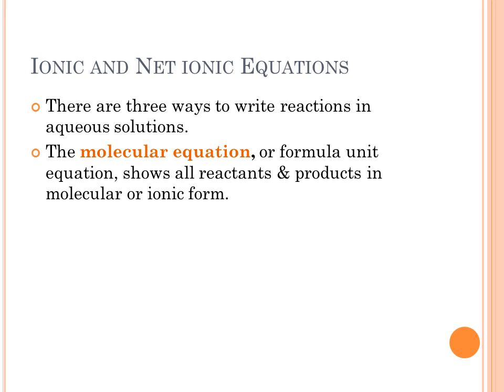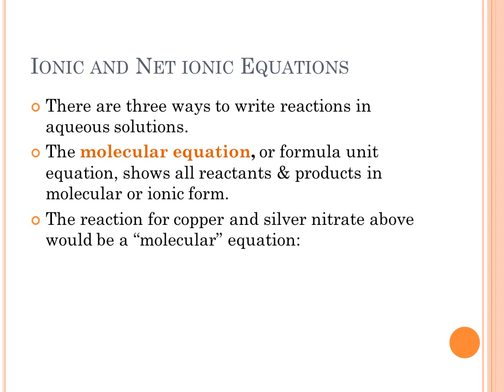There's the molecular equation or formula unit equation, which is probably more appropriate, and it shows all reactants and products in their molecular or ionic form as appropriate. That's how you're likely used to seeing it. So for a reaction between copper and silver nitrate, you would get this molecular equation. Silver is in its ionic form, where copper is in its solid elemental form. And you can see the ion with the silver is the nitrate on the reactant side.